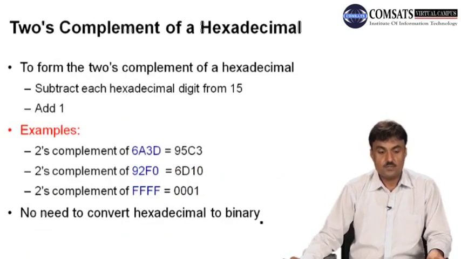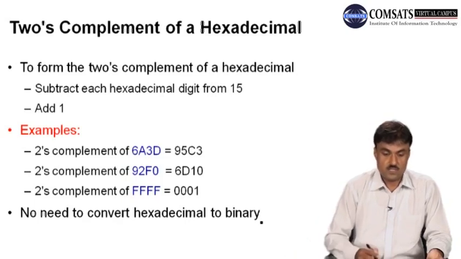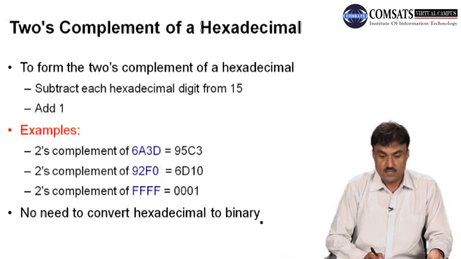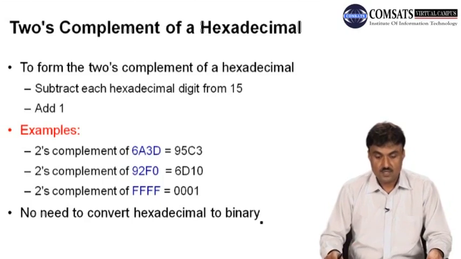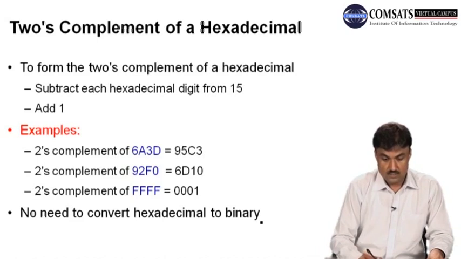Here we can see the 2's complement of a hexadecimal number. This is also performed in a similar manner. To form the 2's complement of a hexadecimal number, we subtract each hexadecimal digit from 15 and add 1. Subtracting each hexadecimal digit from 15 is like complementing it, and then we add 1. For example, the 2's complement of 6A3D is 3C59, and the 2's complement of 92F0 is 01D6.